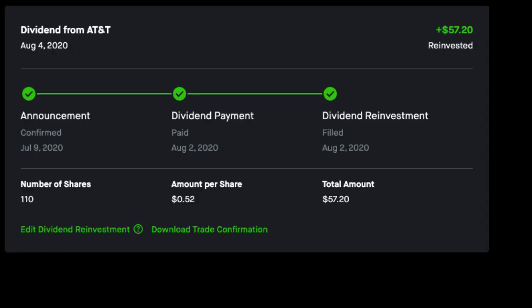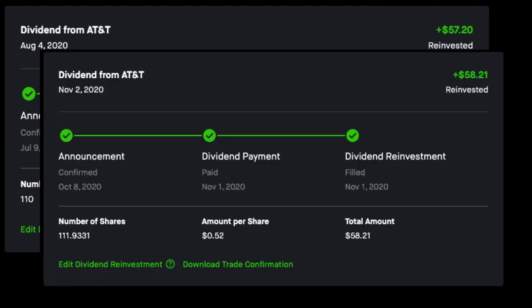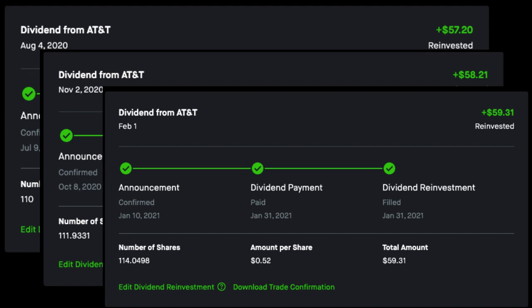Here's the first dividend I received on August 4th of 2020. It's an amount of $57.20. Three months later, on November 2nd, I received another dividend check in the amount of $58.21. And then three months later, on February 1st of 2021, this year, I received another dividend check for $59.31.